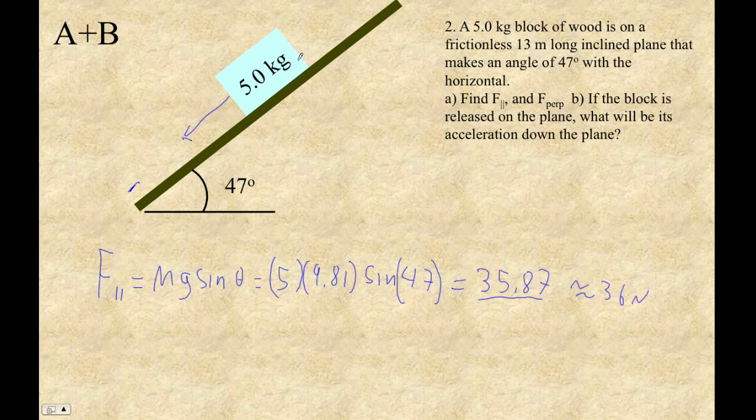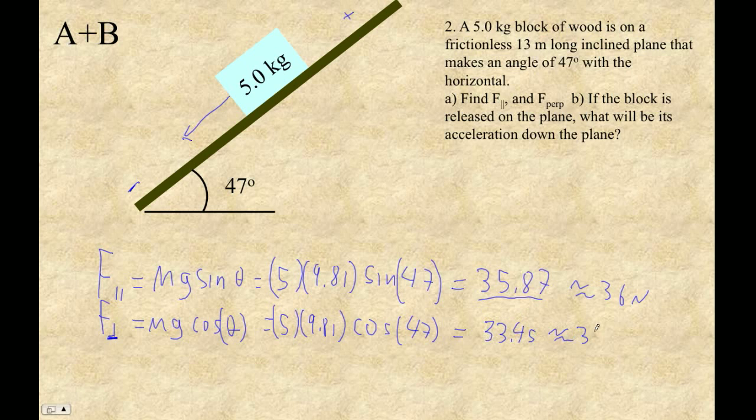Every single problem we do, we're always going to make it negative, because negative is down the plane and up the plane is positive. The perpendicular force is mg cos theta, which is 5 times 9.81 times cos 47. I'll go back and change my sine to a cosine because I'm lazy. That's 33.45, which is about 33. These are the answers we get for this part.